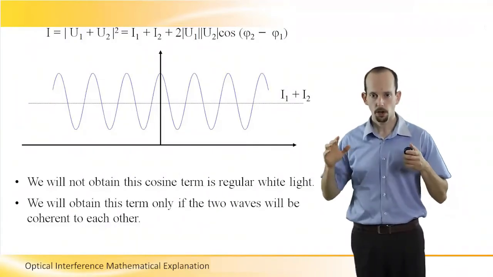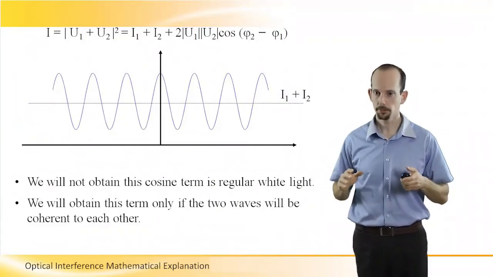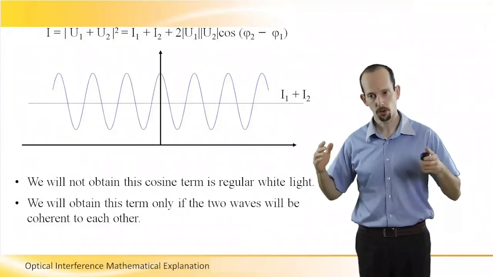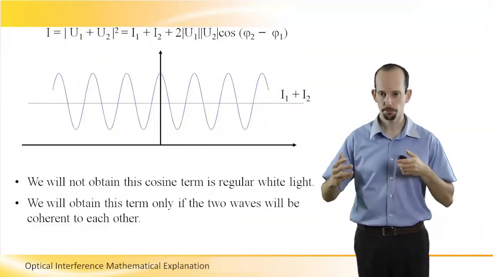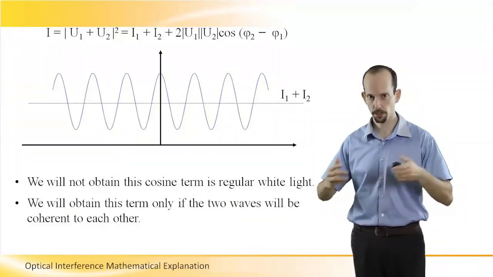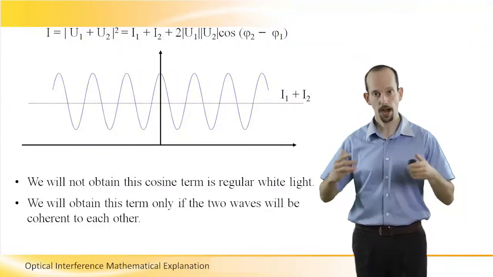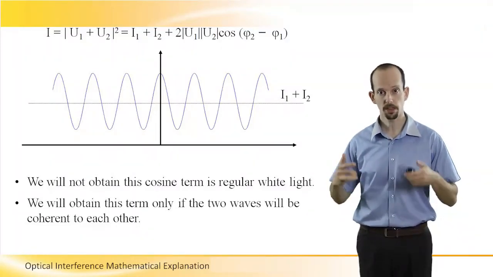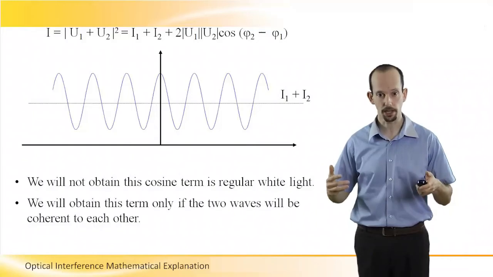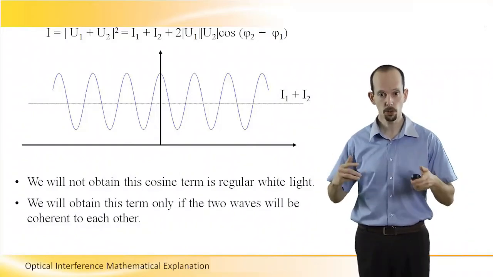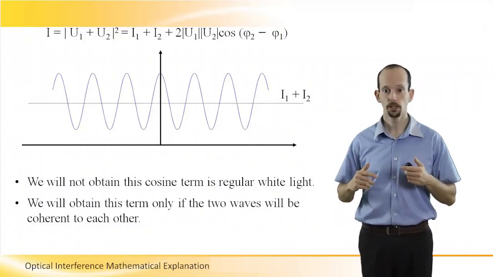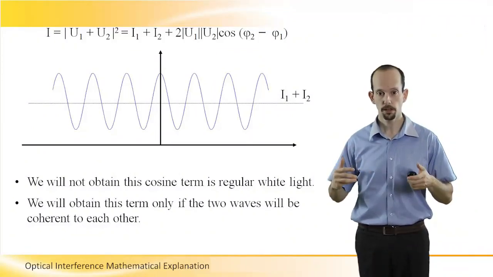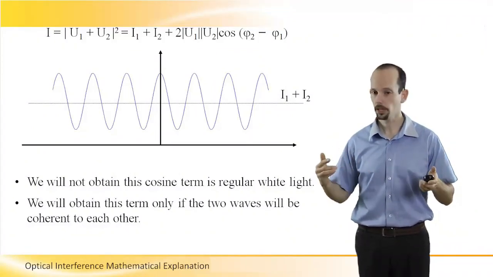We will obtain this cosine term only if the light is coherent enough, or in other words, the beams creating the interference u1 plus u2 are coherent to each other. This interference is very hard to obtain in white light, which is a non-coherent light. In order to obtain this term, these two waves have to be coherent to each other.